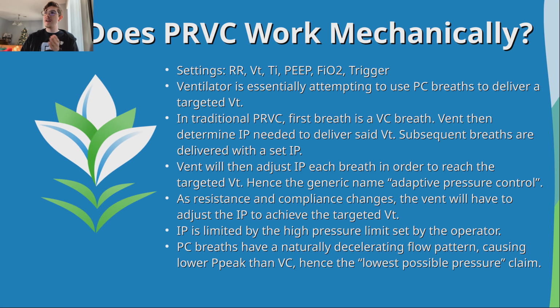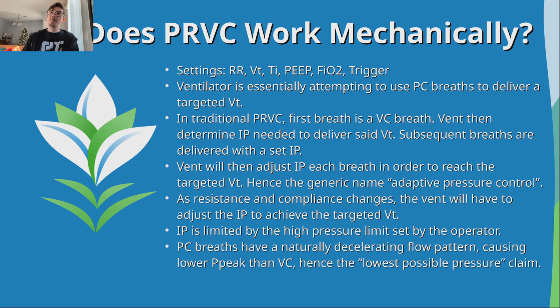So after that first breath, the subsequent breaths are pressure-controlled breaths, meaning instead of a fixed tidal volume with a fixed flow, it is going to be delivered with a fixed inspiratory pressure and a variable flow. So the vent is kind of guessing. It's going, okay, well, last breath I needed an inspiratory pressure of 14 to get 500, so I'm going to give 14 again, and let's see if I get 500 back. The vent is then going to adjust inspiratory pressure each breath in order to reach the targeted tidal volume. Hence the generic name adaptive pressure control.